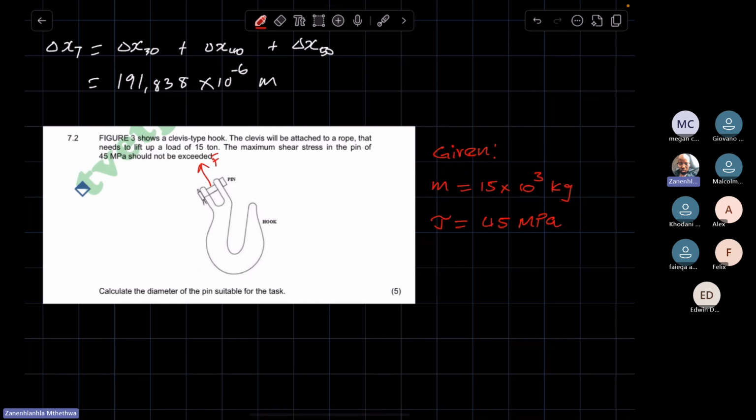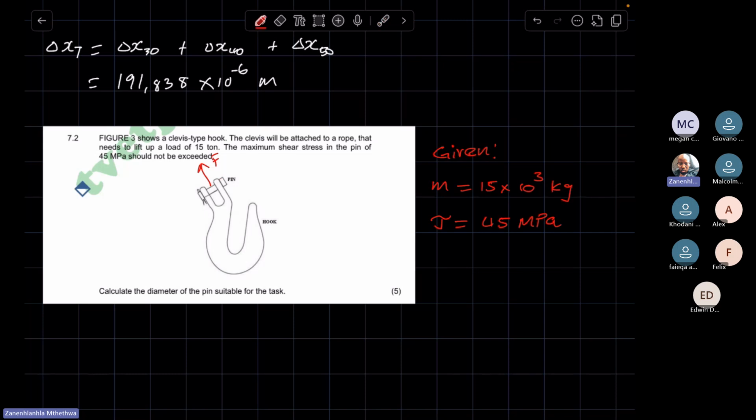Now as far as the pin, the pin will experience some shearing on this part of the pin as well as this part of the pin. So as the rope pulls the object upward, the pin will experience shearing on this part as well as this part. Because we assume that this remains static, it will not succumb to the shearing that the pin is being subjected to.